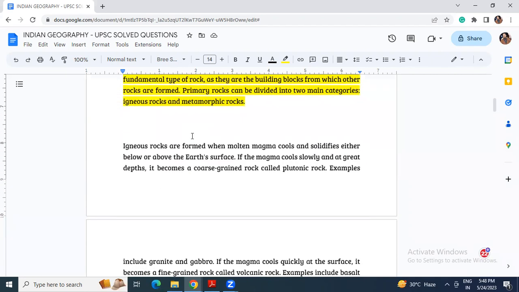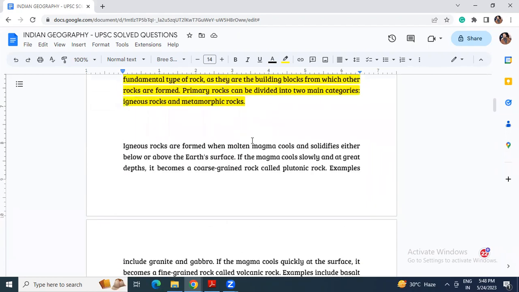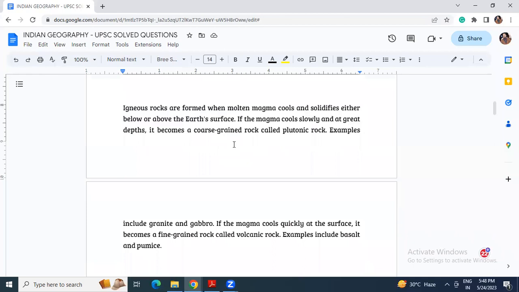Now, these primary rocks, we divide into igneous rocks and metamorphic rocks. But remember, many authors actually consider igneous rock as primary rocks, because metamorphic rock is nothing but just a subsequent stage of igneous rock. So igneous rocks are formed when molten magma cools and solidifies either below or above the earth's surface.